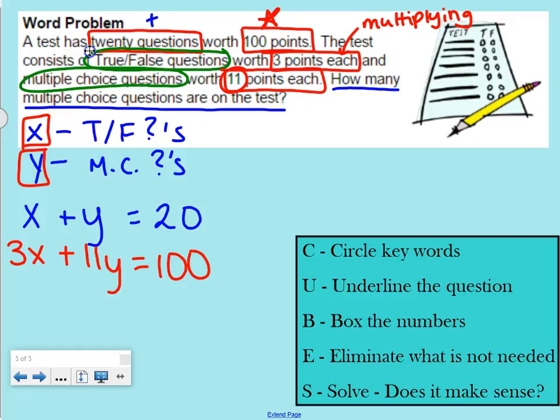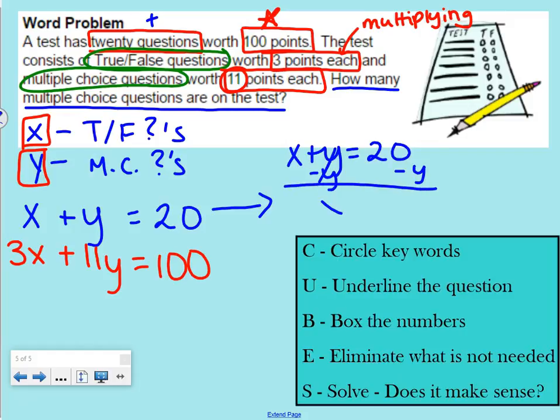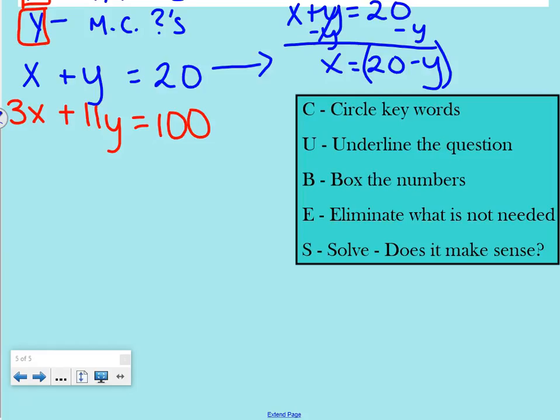Now this is just going to be a review of substitution, because if we look, elimination isn't going to work. X and 3x aren't going to cancel out. Y and 11y aren't going to cancel out. So we can set this up to substitute. We can change this equation, x plus y equals 20, and solve it for a variable. Let's solve it for x. Subtract y on both sides. X equals 20 minus y.